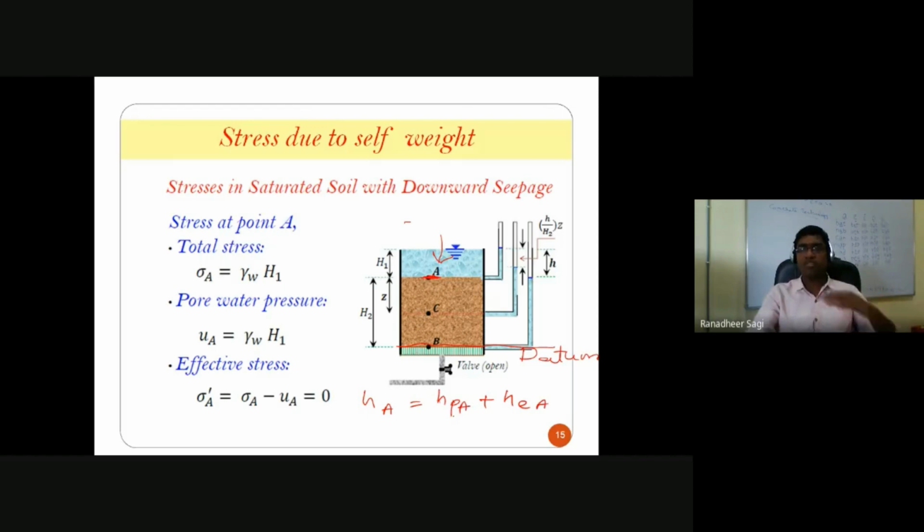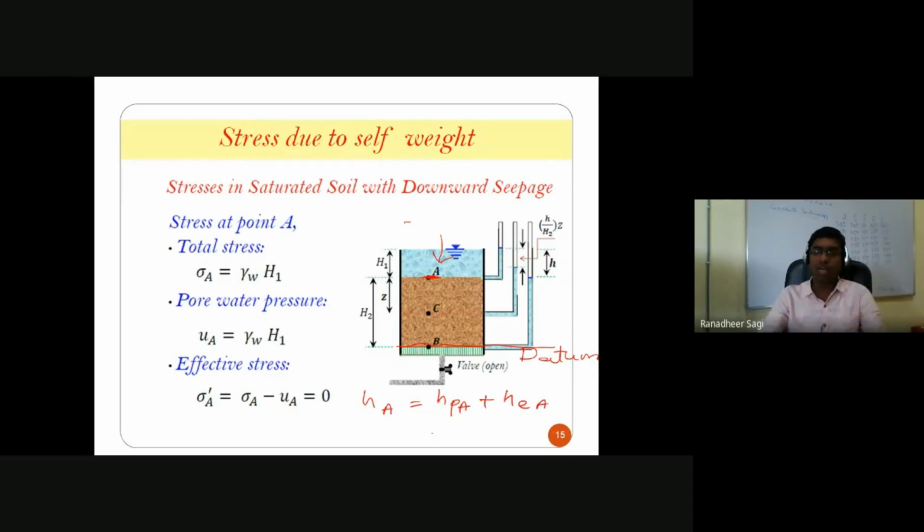Now, elevation head is nothing but the height at which point A exists from the chosen datum. So the elevation head comes out to be h2 meters from the chosen datum. And to calculate the pressure head at point A, see at what height your water table exists, or in other words, from the topmost water surface, at what depth point A exists. Point A is at a depth of h1 from the top surface of water. So my pressure head at point A is nothing but h1. The elevation head corresponding to point A is nothing but h2 from the chosen datum.